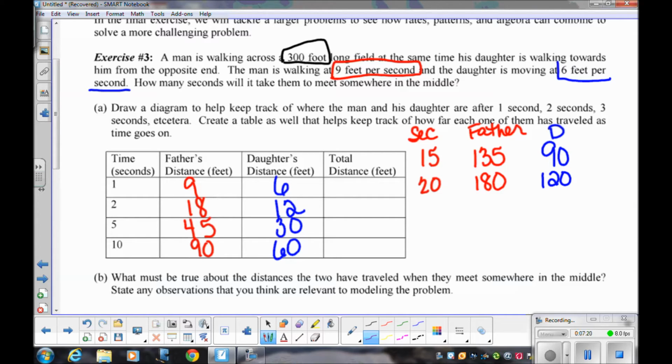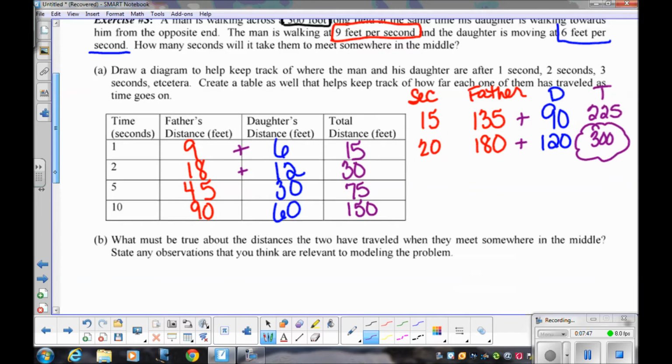So now let's talk about the total distance that they've traveled together. So 9 plus 6, we've got 15 feet, 30 feet, 75 feet, 150 feet, 225 feet. There's our total over there. And now we're at 300 feet. Remember, we keep adding the father plus the daughter's distance. There's that magic number of 300, which was the length of that field. So they've covered the entire length.